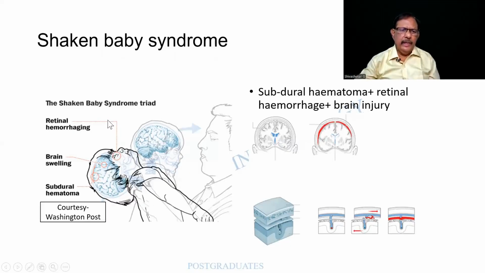There can be a retinal hemorrhage, there can be an edema of the brain, there can be a subdural hematoma, courtesy Washington Post. And this indicates the type of hemorrhage and hematoma. Normally in a trauma, it will be unilateral and unifocal, but here it becomes bilateral, bifocal, and there can be a tear also that is caused.